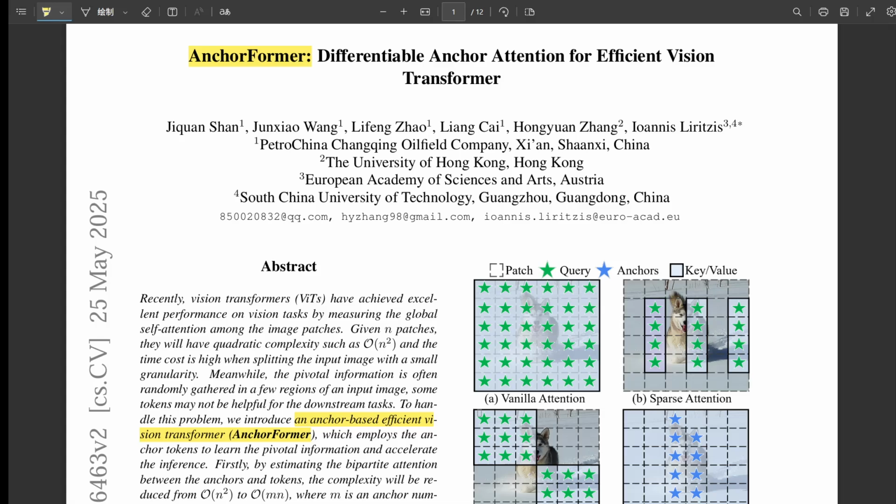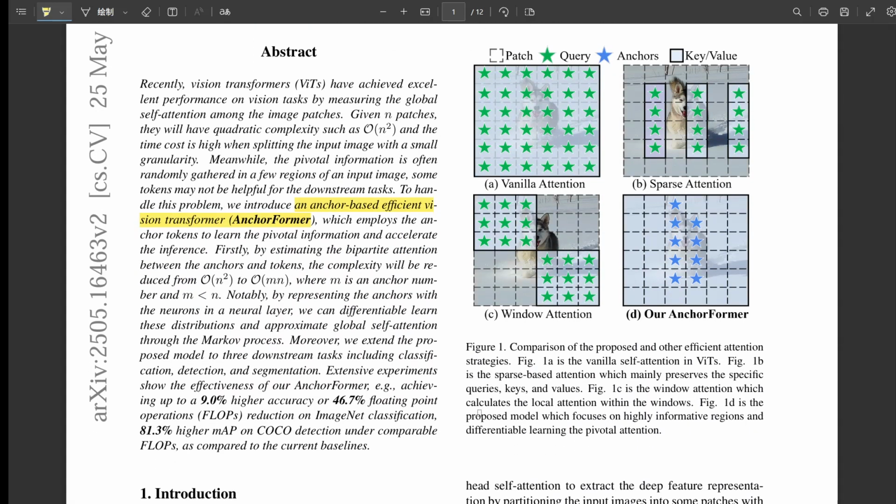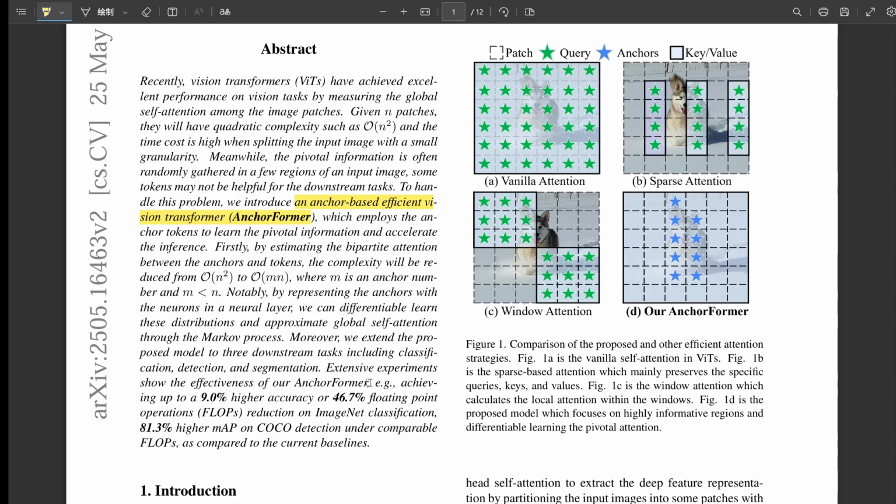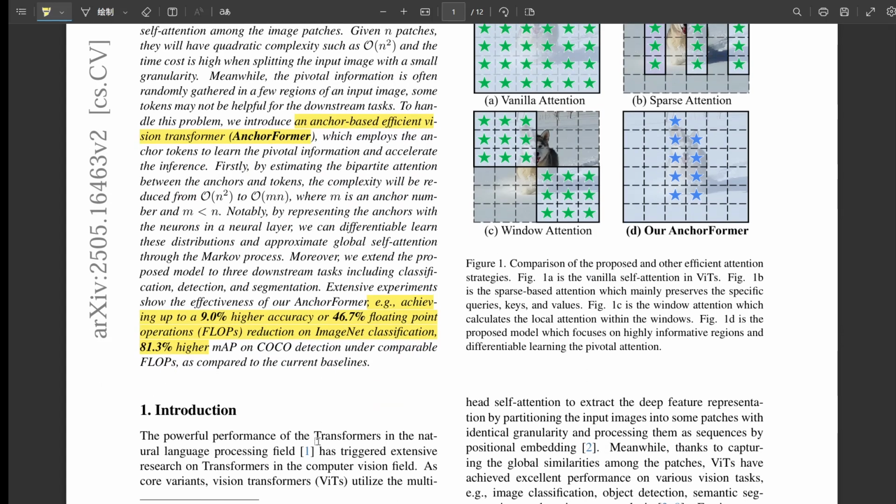And this fundamentally changes the math. Instead of N times N, it's M times N. The complexity drops from O(N squared) down to O(MN). Since M is much smaller than N, that's a huge saving. The paper states it clearly. The complexity will be reduced from O(N squared) to O(MN), where M is the anchor number and M is much smaller than N. Okay, O(MN). That's much better.